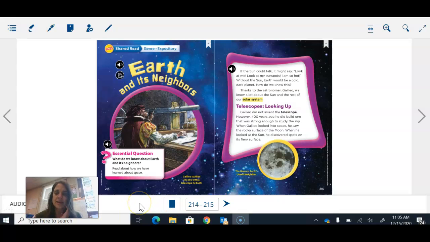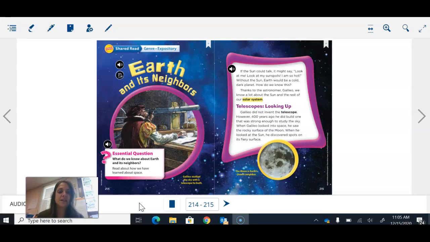So as I'm reading, again, my purpose is to identify features of an expository text. Earth and its neighbors. Already we have a real topic. Earth and its neighbors tell me that we're going to be talking about Earth's planets, or maybe the sun, or maybe the moon. What do we know about Earth and its neighbors? Let's read about how we have learned about space.